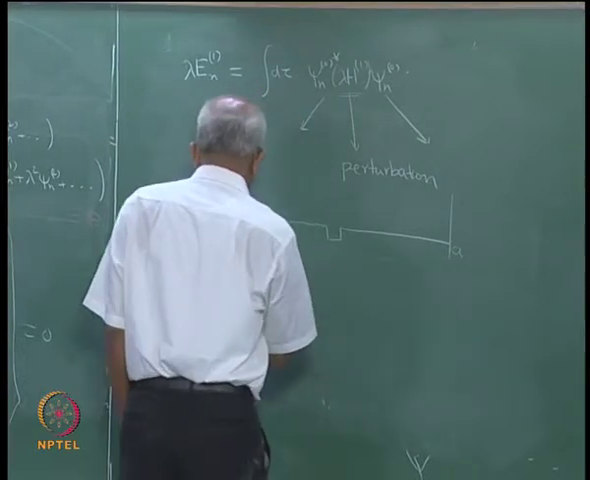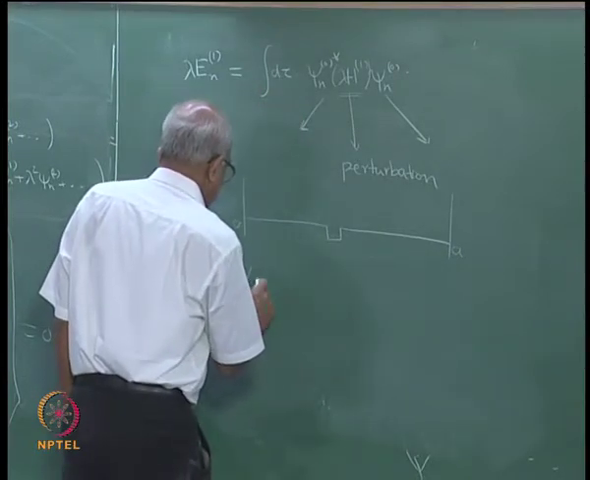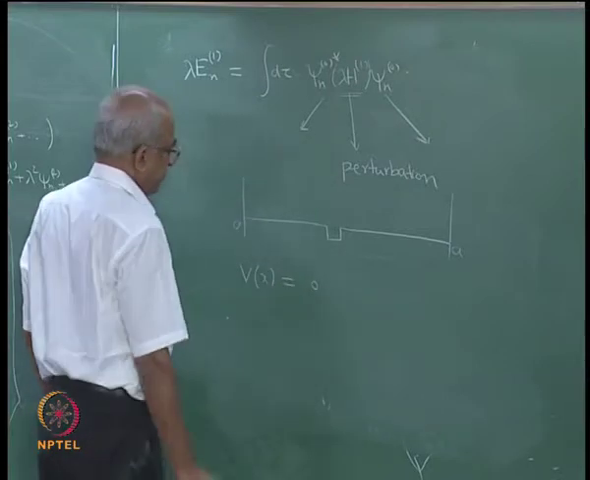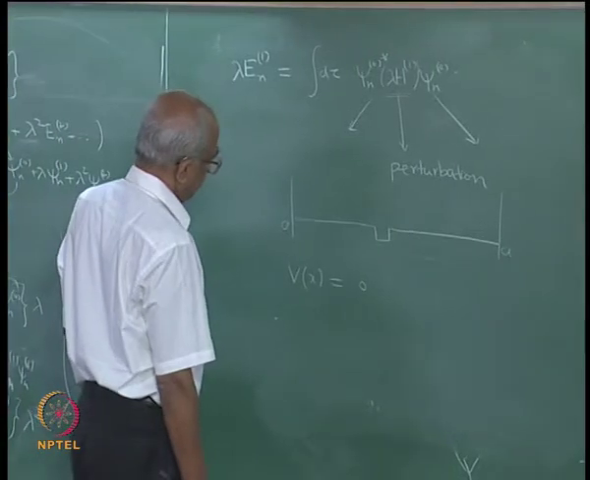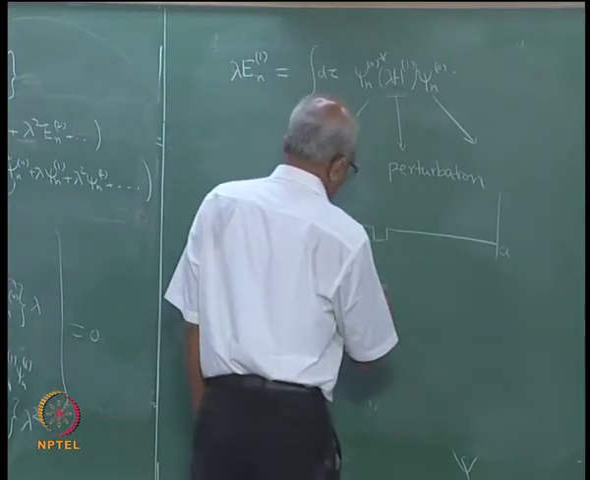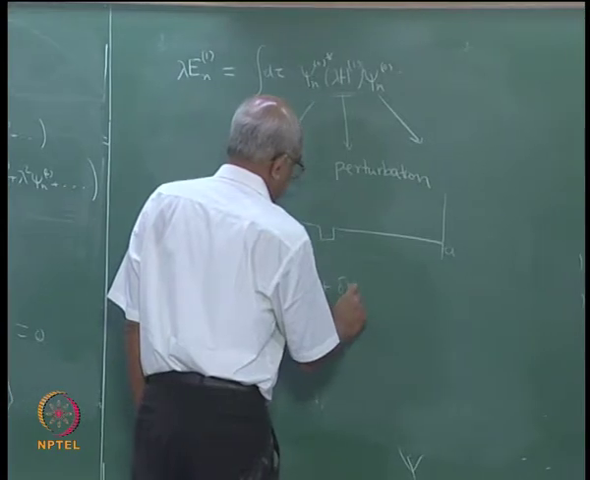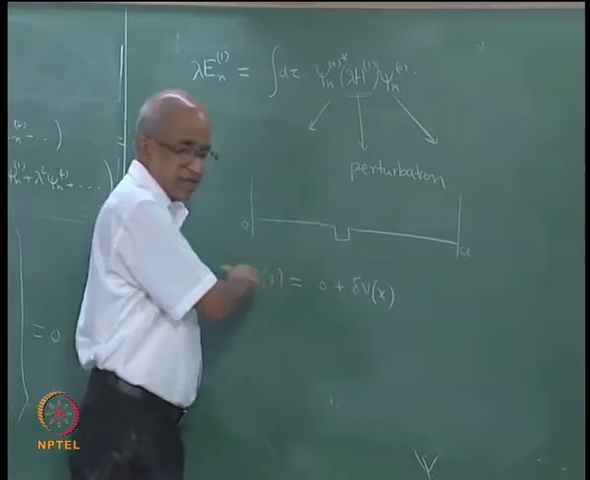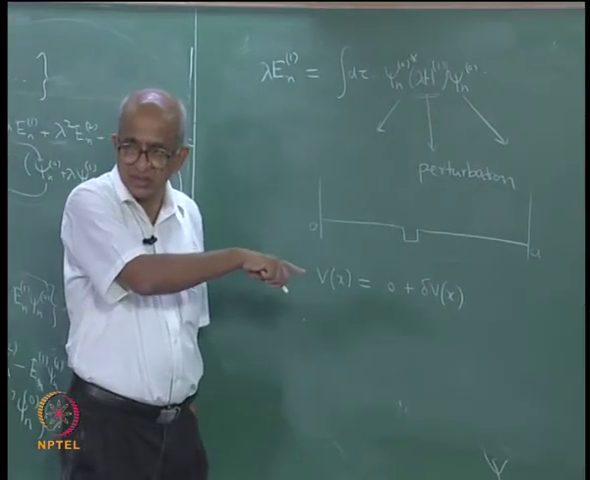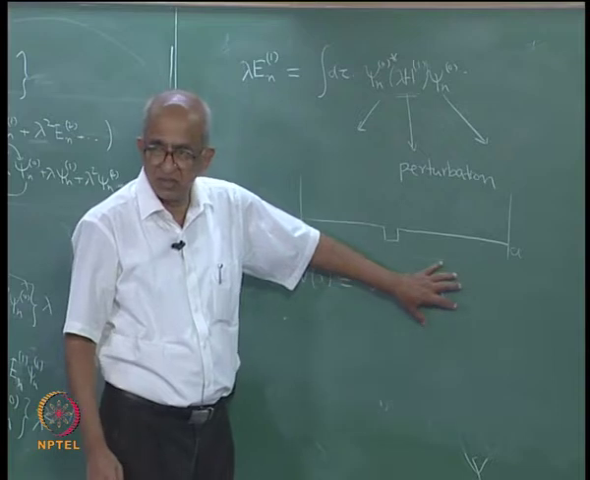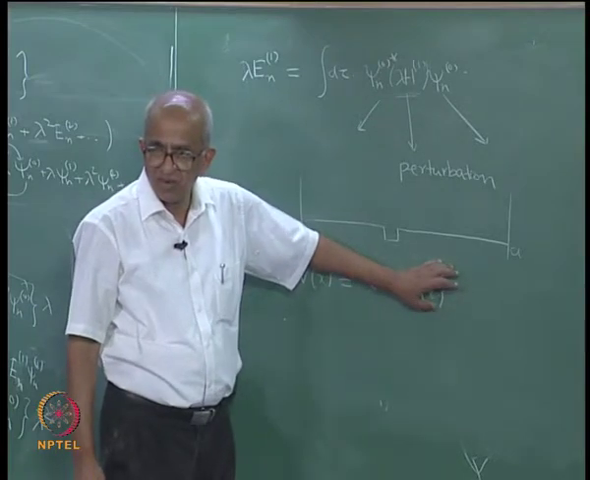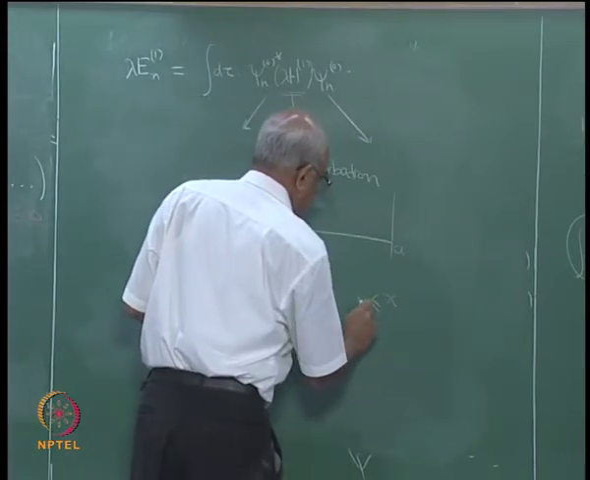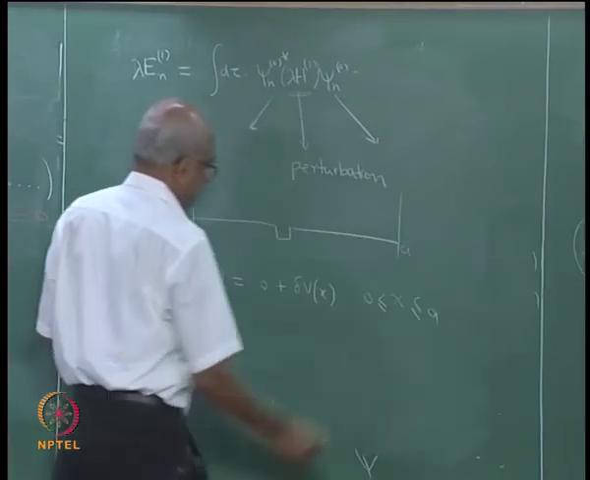The way to do that is, I will say that V, the potential energy, is equal to 0 plus some delta V of x. 0 was your original expression, right. This delta V is my perturbation. So, it is 0 if x is between 0 and capital A, this is how the potential is.